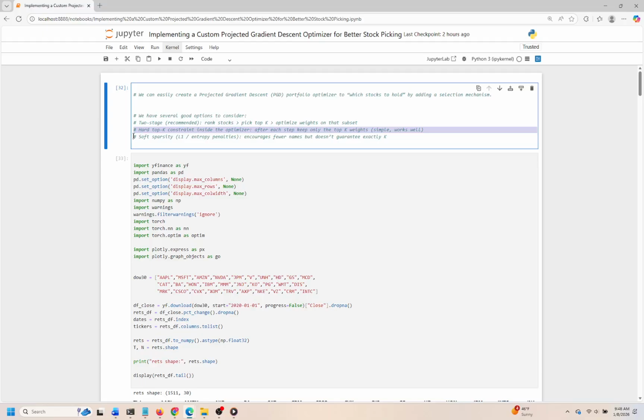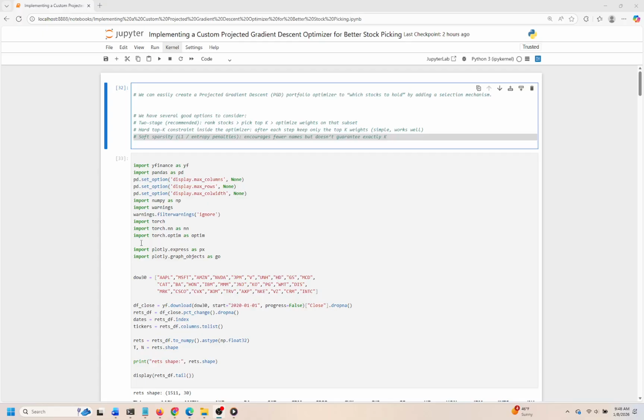Lastly, we have the soft sparsity option, which utilizes techniques like L1 regularization or entropy penalties. This method encourages fewer stocks in the portfolio, but does not guarantee that we will end up with exactly K stocks. While it allows for greater flexibility, users must be cautious about how this flexibility impacts the overall performance.